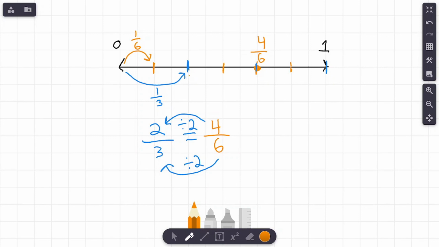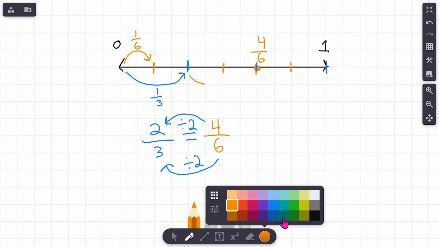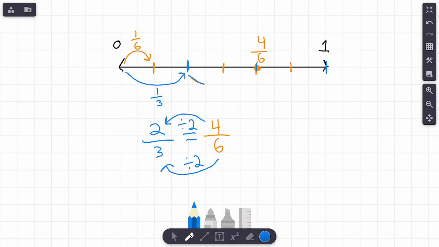Here's 1/3. Oh, change colors. Here is 2/3. So this would be 2/3. And if we kept going with it, what would this one be? That would be 3/3. Nice job. So right here is where 2/3 is located. All right, I'm going to clean this up a little bit. Right here is where 2/3 is located.